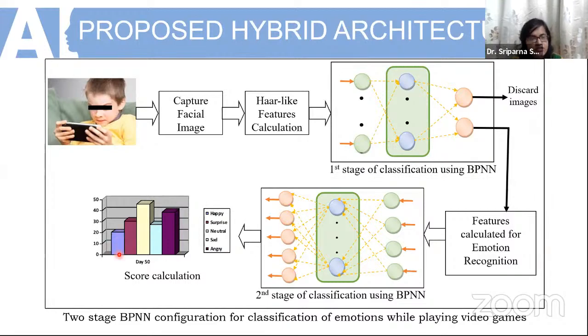This is for the happy emotion. This is for the surprise. This is the neutral, this is the sad, and this is for the angry. So for each of the emotions, you can get different day-wise ratings. Based on that, scores can be calculated. This is one particular one that we have done.